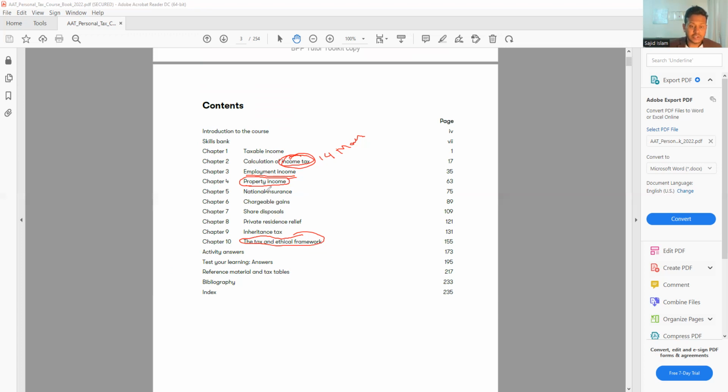Then we have national insurance. This one covers the calculation of your national insurance. We have two types of national insurance: employee national insurance and employer national insurance. Employee national insurance is when you pay national insurance from your salary to HMRC. On the other hand, employer national insurance is when your company pays national insurance because you work for that company.